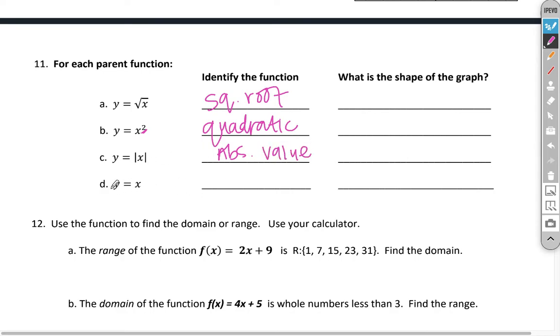And then we have y equals x. Hopefully you remember from all of our transformations, this is our parent function that we're comparing all of our other functions to. So this one is linear because we've been talking about linear functions. So now let's talk about the shape. The shape of a square root graph looks like an R. The shape of a quadratic graph is a parabola or a U. The shape of an absolute value graph, remember value, it's V. Remember root, it's R. And then linear is going to be a line, right? So line, linear.